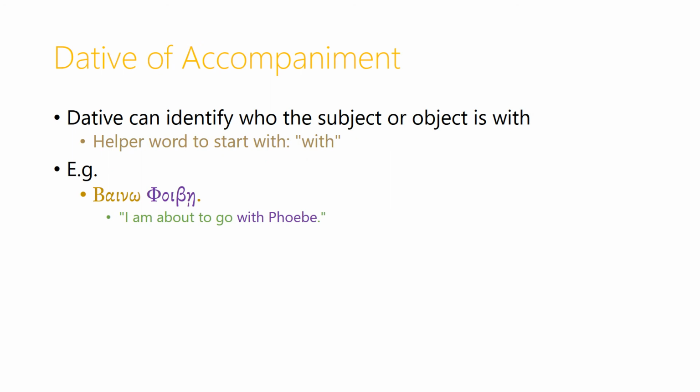With the dative of accompaniment, the dative nominal is identifying the person whom the subject or object is with. And the helper word to start here, not surprisingly, is often with when we're translating. So, bino foibe means I am about to go, or I usually go, or I am going. Foibe, with Phoebe.